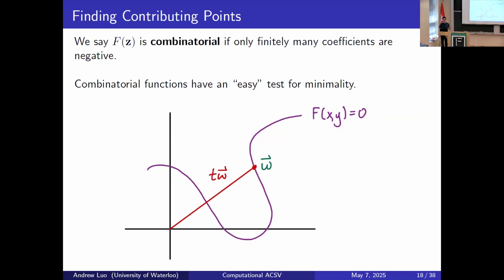And combinatorial functions have a nice test for minimality, which is that first of all, you have a guarantee that you have a minimal critical point in the positive real orthant. And then you can test for minimality by just drawing a line from a candidate point to the origin and seeing if it crosses any other point of your variety in the positive real orthant. And if it doesn't, then it will be a minimal point.